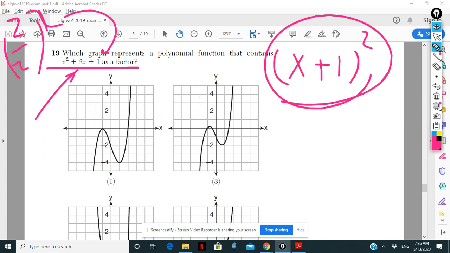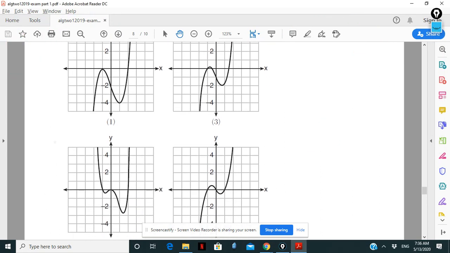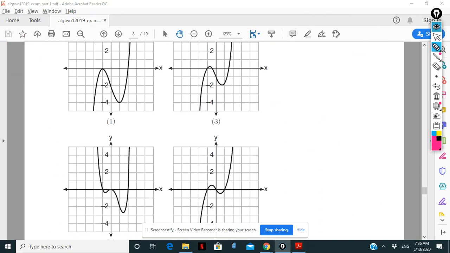So what does it mean? It should touch at x equal to -1. Now, if you're going for the graph, I'm looking for touching -1. So this one touches -1, this one doesn't, this one doesn't, this one doesn't. So the answer is 1.